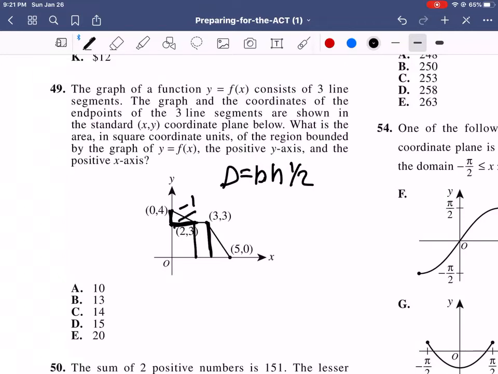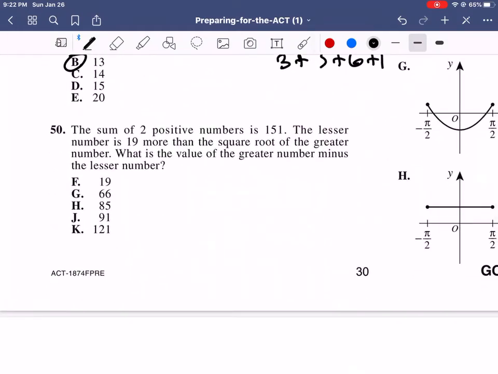This one, you know that this is already 2. And you know the height is 3, so 2 times 3, this is 6. This is 1 because 3 minus 2 is 1. 1 times 3 is 3. And you know that this is 1 as well. No, wait, this is 2, because it jumps from 3 to 5. So that's 2. 2 times the height of 3 is 6. 6 divided by 3 is 3. So 3 plus 3 plus 6 plus 1 is 13. 49 is B.